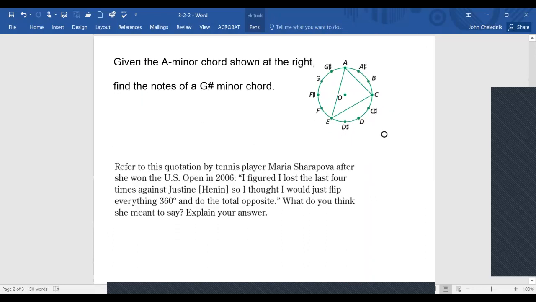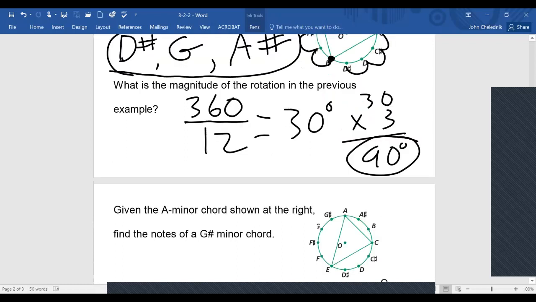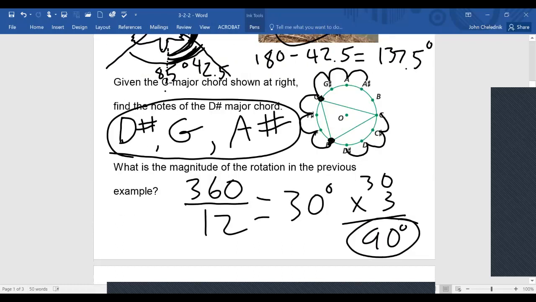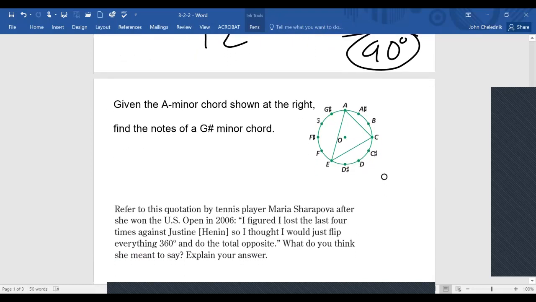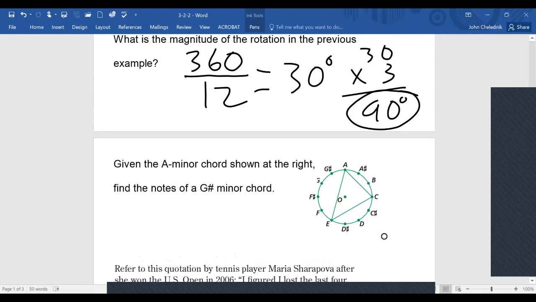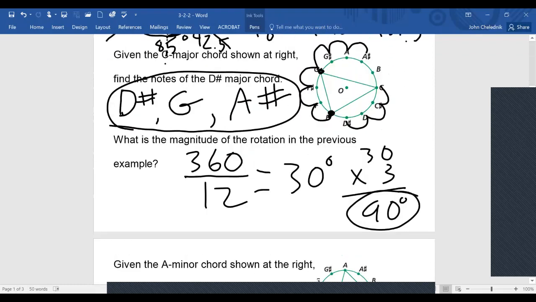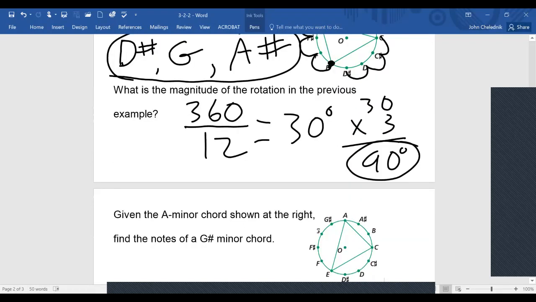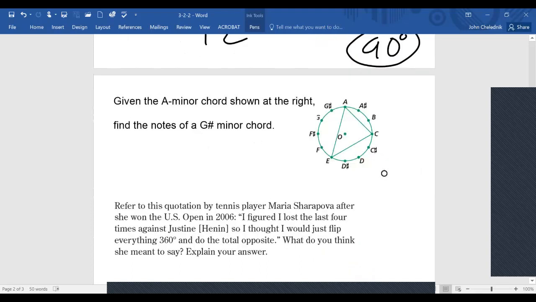Fascinating. Okay, the next one, it says, given the A minor chord, notice that this triangle has a slightly different shape than the one up here. That's because this is a minor chord and the last one was a major chord. They're actually congruent triangles, but anyway, minor chords are slightly different than major chords. So that's beside the point. Okay, so given the A minor chord shown at the right, give the notes of the G sharp minor chord.